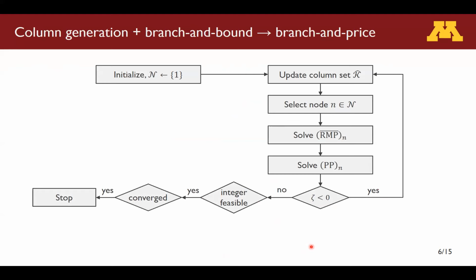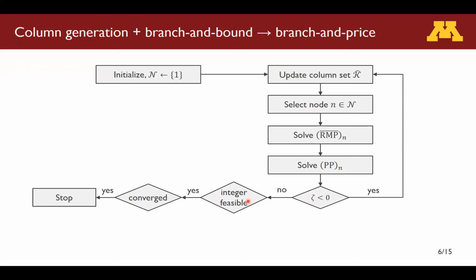So as I said before, combine column generation with branch and bound, and what we get is branch and price. So here I will show the entire algorithm. We start by initializing the set of nodes with the root node. Then in the first iteration at the root node, we'll have an initial column set. We'll then solve RMP bar at that root node. Then we solve the pricing problem. We obtain a negative reduced cost. We add that column and then go through this loop again. So this is essentially my column generation algorithm. I stop once my reduced cost is 0.